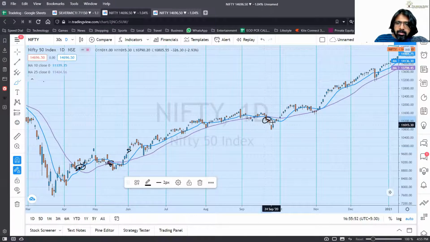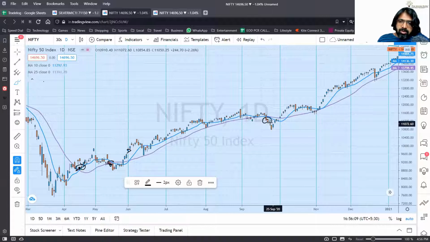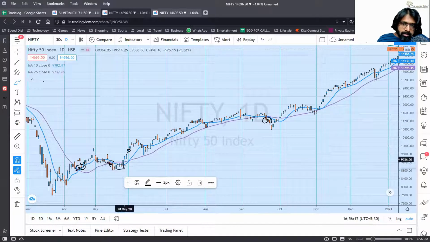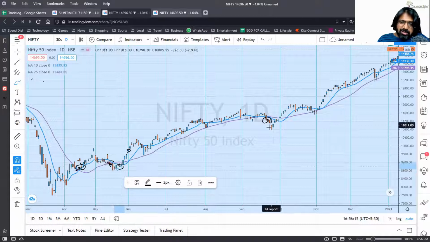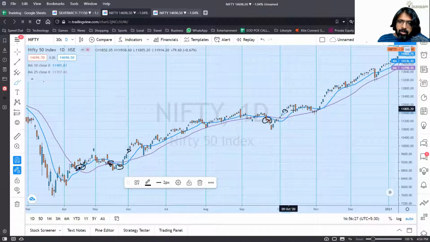Here, at 11,100, is where the blue line went below the purple line, and you exited the trade and went short. If it's a long only strategy, you exit. If it's a long and short strategy, here is where you went short. But that short also got squared off at a slight loss. So you shorted at 11,100, you squared it off at 11,800 and you went long.